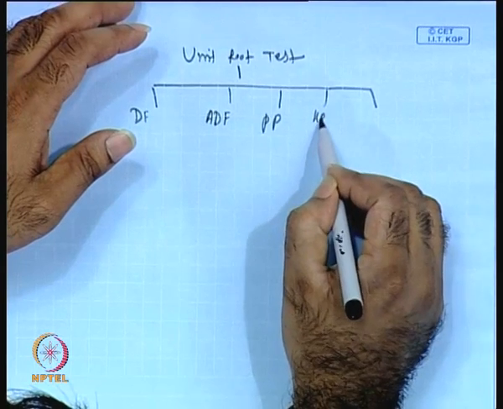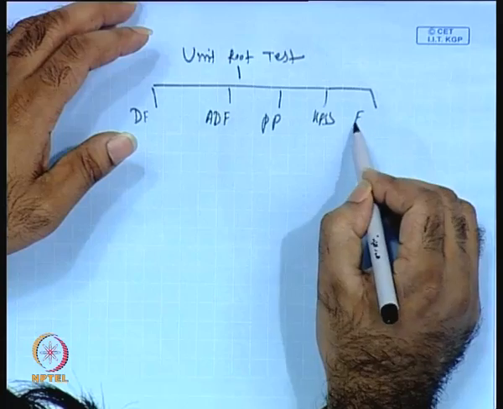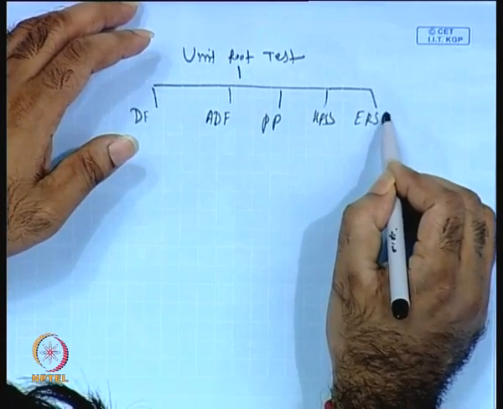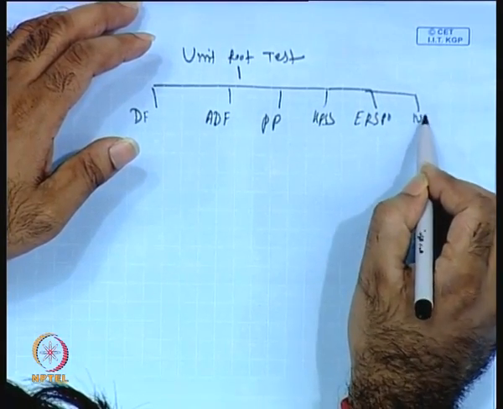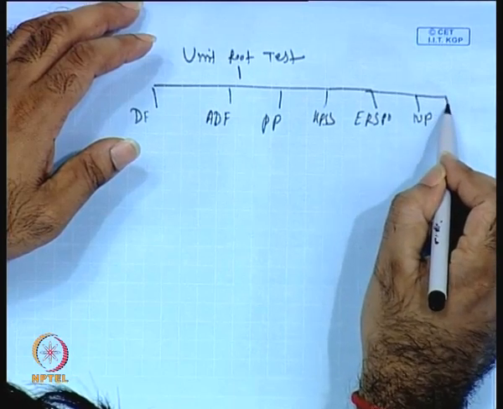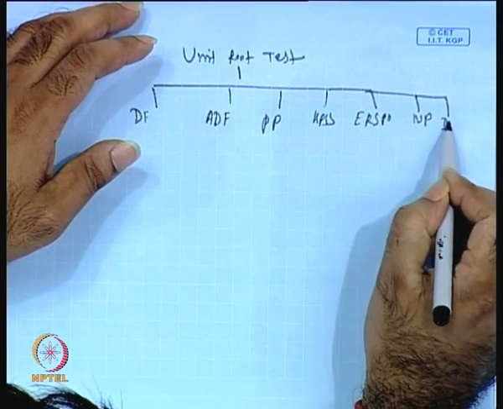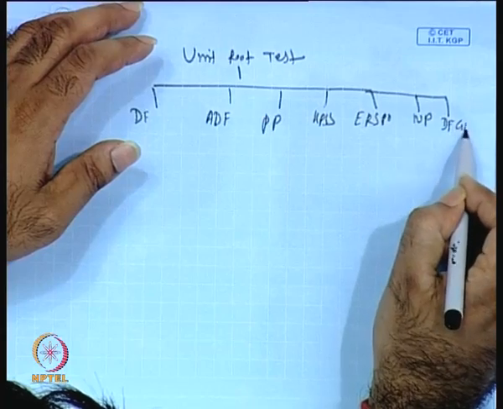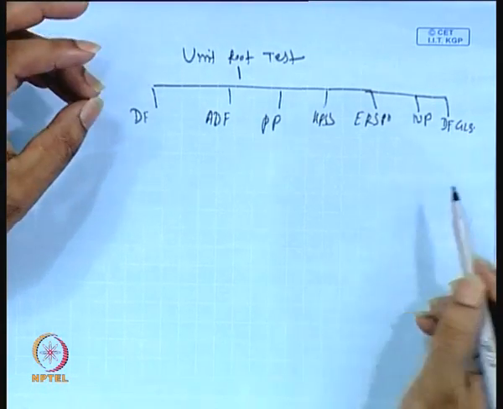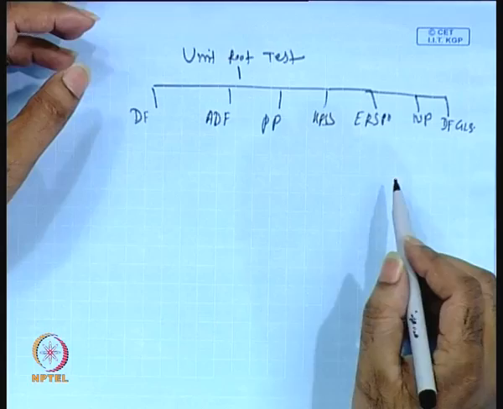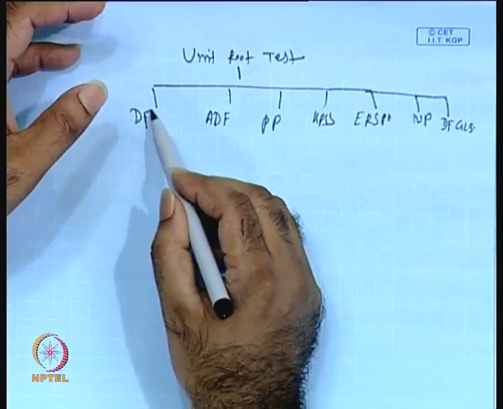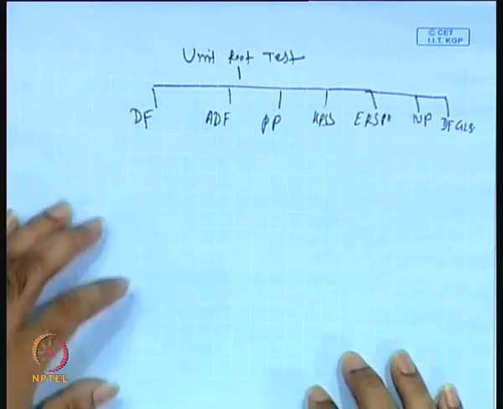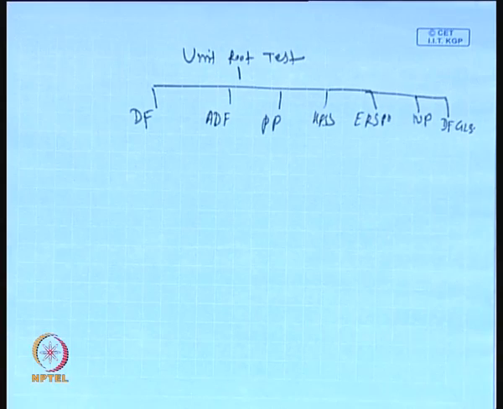then the KPSS test, then the ERS-PO test, then the NP test, the Ng-Perron test, then DF-GLS. Okay. So, that means Dickey-Fuller generalized least squares techniques. Okay. So, there are various techniques. In fact, there is a lot of research going on in these particular structures of unit root, co-integration and causality.